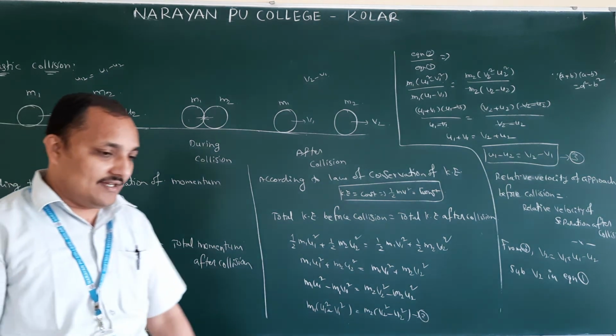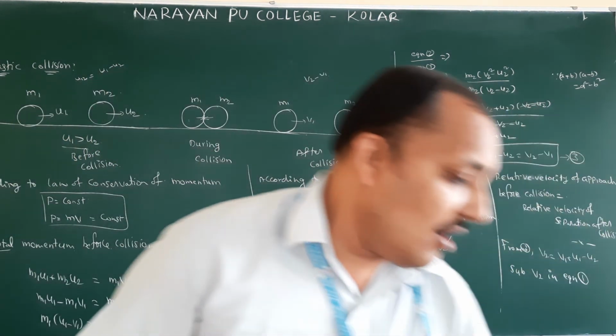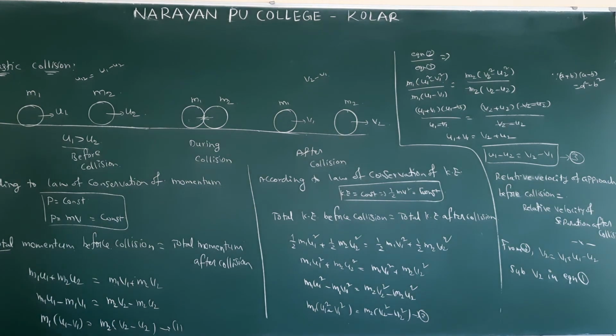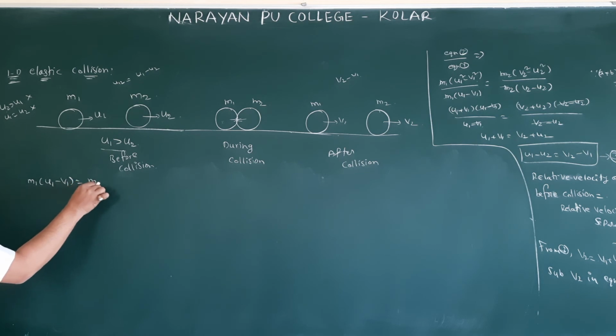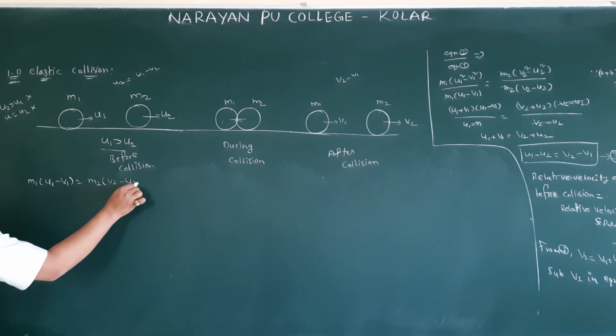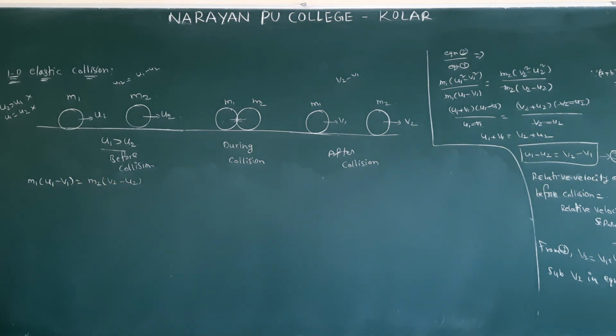By substituting in equation number 1, how is this equation going to change? Now see, we are substituting v2 in equation 1. What is equation number 1? m1 into (u1 minus v1) is equal to m2 into (v2 minus u2). Correct only? If this equation is wrong, we won't get the correct answer. m1 into (u1 minus v1) is equal to m2 into (v2 minus u2). This is equation number 1.